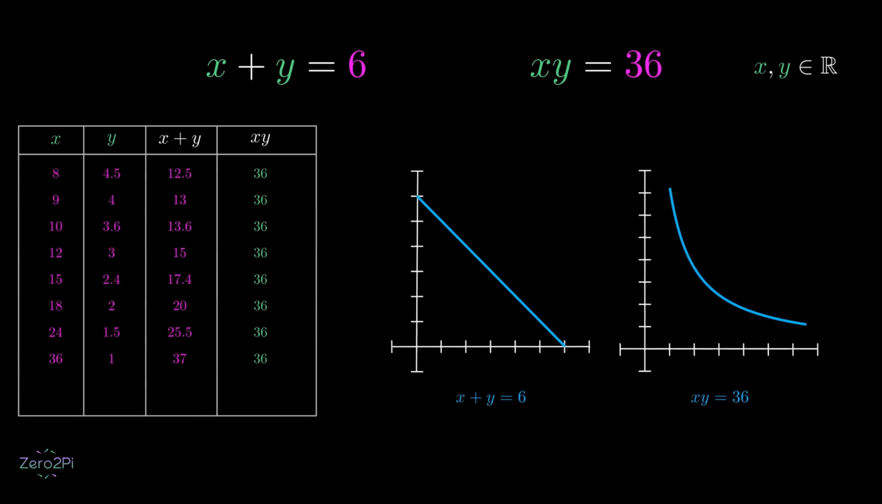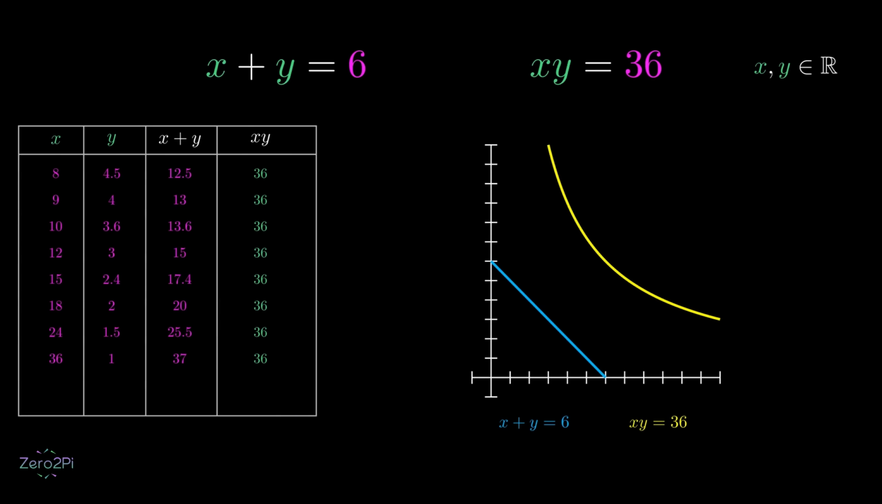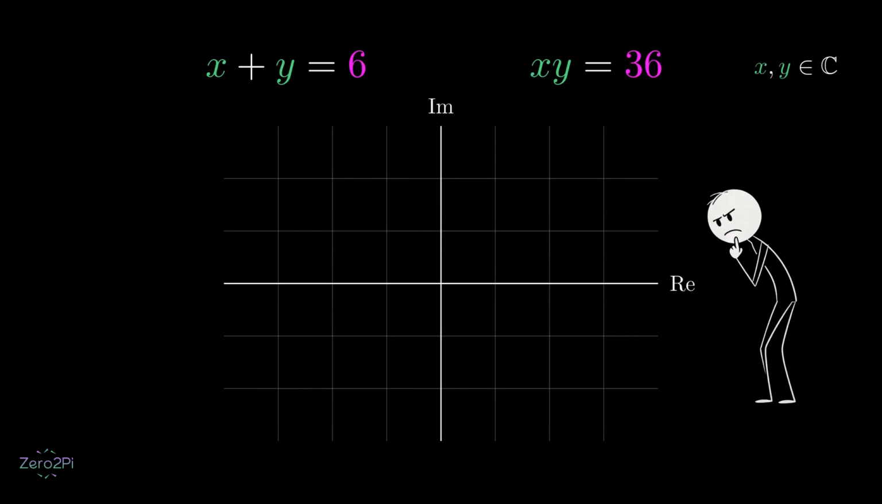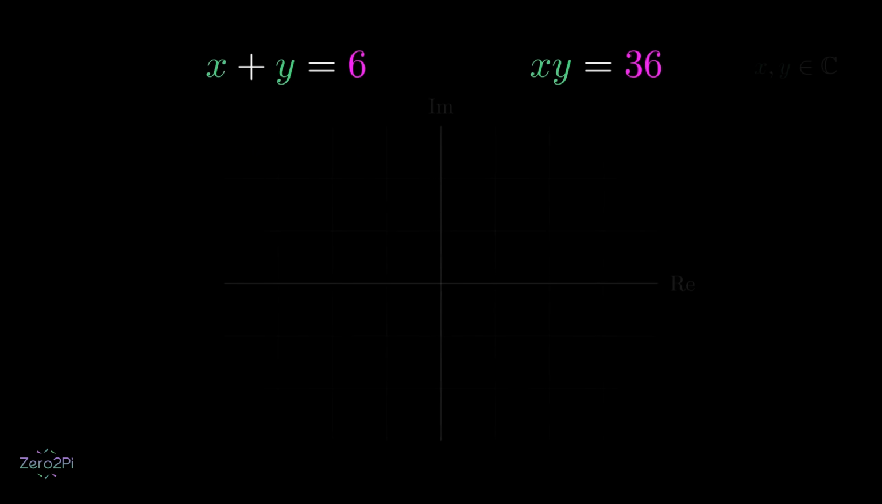If we plot both equations on the same graph, then you can clearly see they're in completely different parts of the plane and they don't intersect. So why don't we change our perspective? Leave the real number line behind and move to the complex plane. But how exactly would the solution look on a graph? We'll come back to this later. Let's actually solve this first.